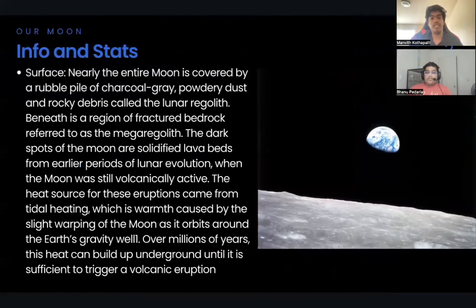Now, for the surface, nearly the entire surface is covered by a rubble pile of charcoal gray, powdery dust, and rocky debris called lunar regolith. Beneath it is a region of fractured bedrock referred to as the megaregolith. The dark spots of the moon are solidified lava beds from earlier periods of lunar evolution, when the moon was still volcanically active. The heat source for these eruptions came from the tidal heating, which is caused by the slight warping of the moon as it rotates around the Earth's gravity well. Over millions of years, this heat can build up underground until it is sufficient to trigger a volcanic eruption.